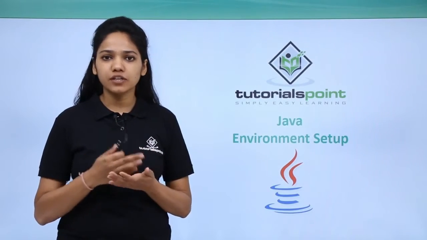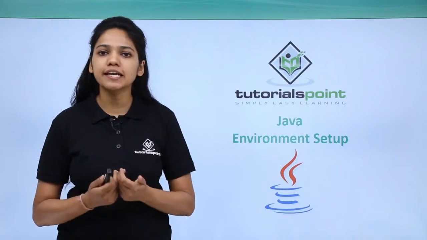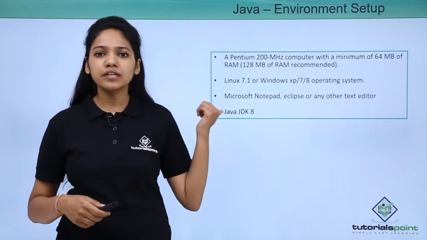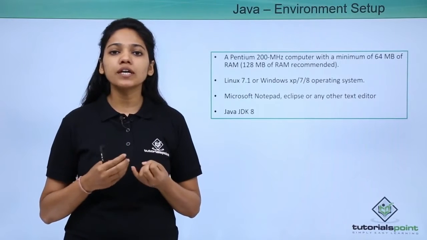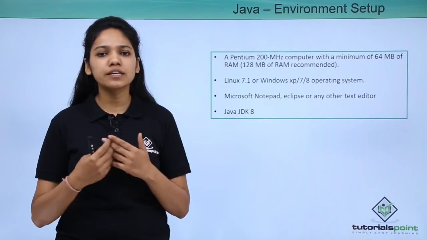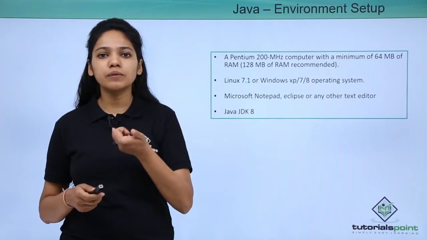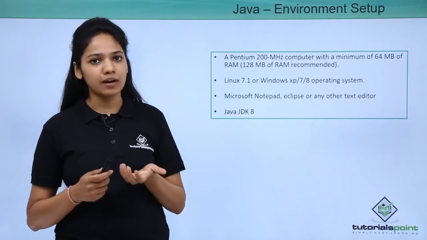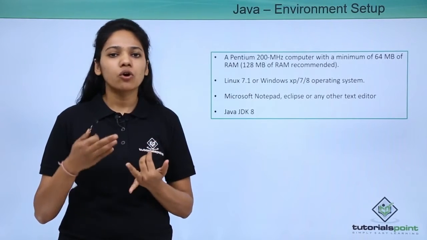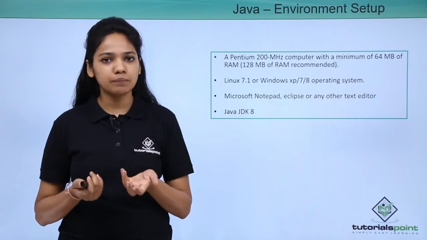By now you know what Java is. Java is a programming language. So how can you run it, and what environment setup do you need in order to run a Java program? Here it says what specifications you need. There is certain hardware you need, and certain software as well. The hardware: you need a machine with a minimum of 64 MB of RAM. Then the operating system, maybe Linux or Windows 7, 8 or anything that is readily available to you.